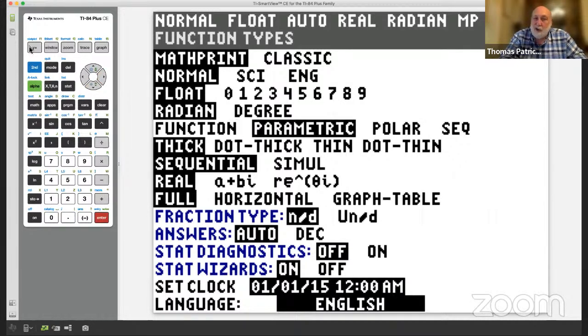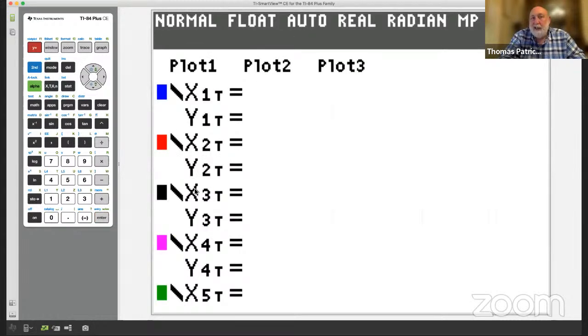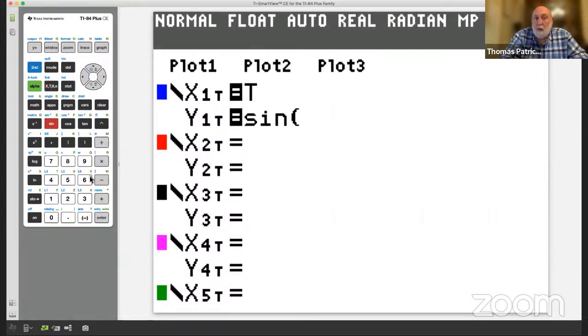Now, when I return to the y equals menu, we've got x and y both as functions of t. By the way, you can use parametric to graph any regular function. You can just make x1(t) equal to just plain old t, and then we can make y1 be the sine of t.